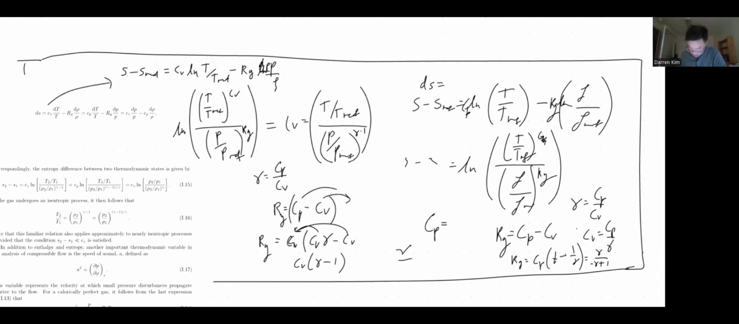Alpha minus 1 over alpha. Oh, I made a mistake on this. Okay, so it's the opposite. Sorry, my apologies. So that equals ln of T minus T ref divided by alpha, alpha minus 1 over alpha. Okay, beautiful. Now we're gonna do the last one.